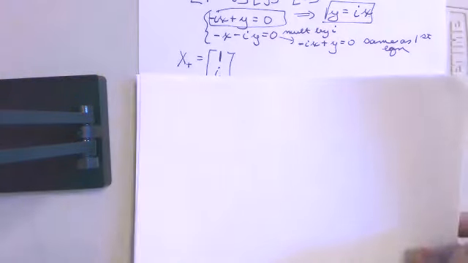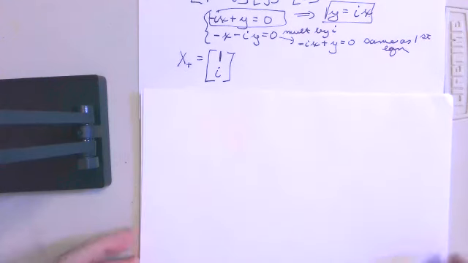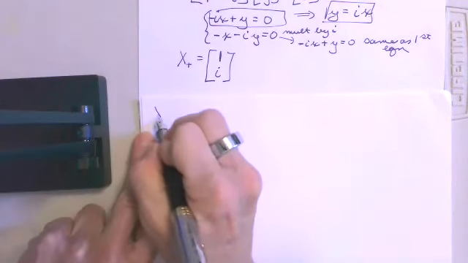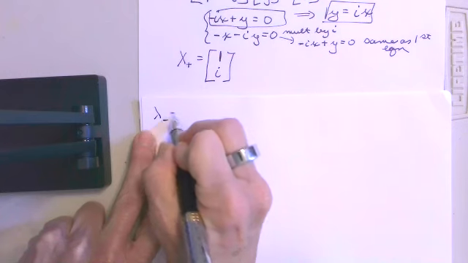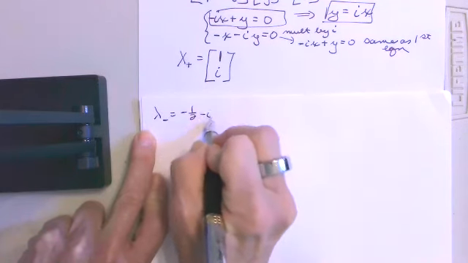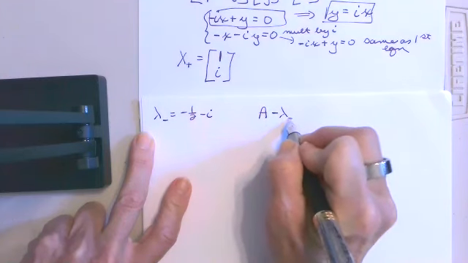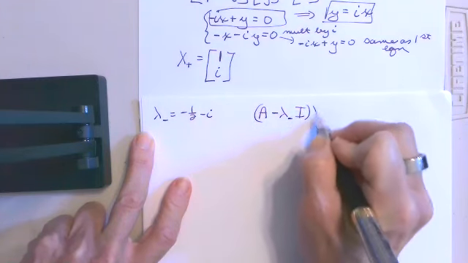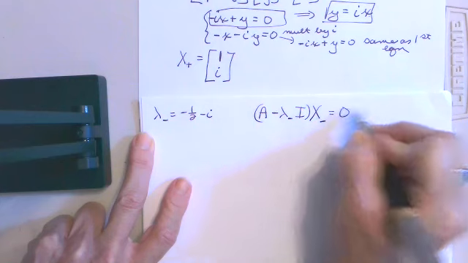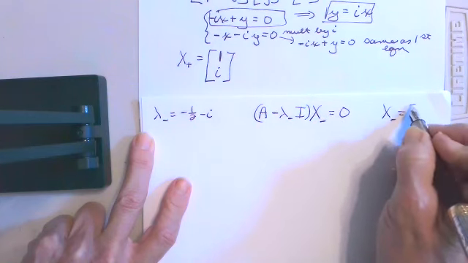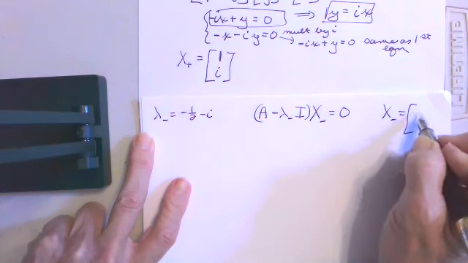Now we need to find the eigenvector corresponding to lambda minus. So for lambda minus, that's minus 1/2 minus i, and we need to solve A minus lambda minus I times, let's call it x minus, equals 0. You could call it x and y again, because we already found what those are.